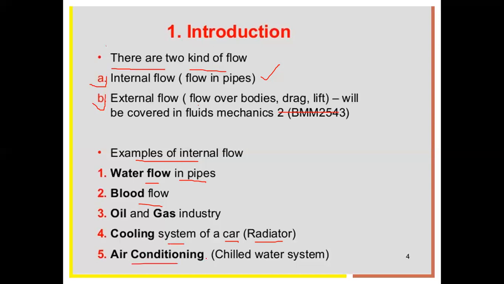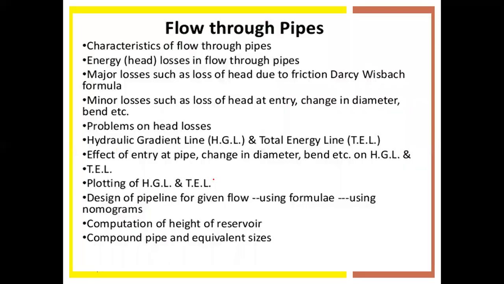Next, air conditioning and chilled water systems. In air conditioning systems, the water moves inside the pipes. These are the real-time general examples of the application of the internal flow mechanism. This unit is totally about the internal flow mechanism, so we will discuss the flow of fluid in the pipes. Next heading is flow of fluid through the pipes, and the characteristics of flow through pipes.